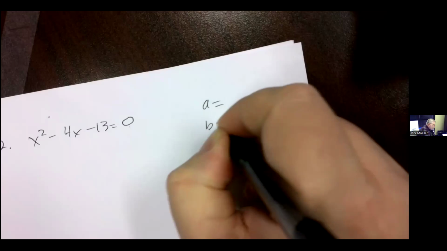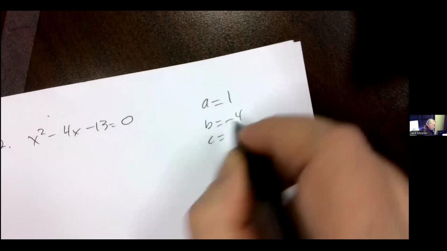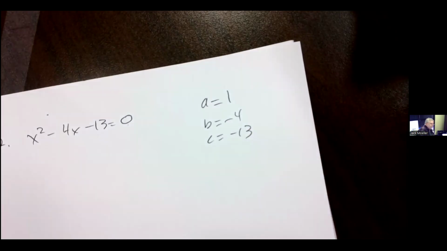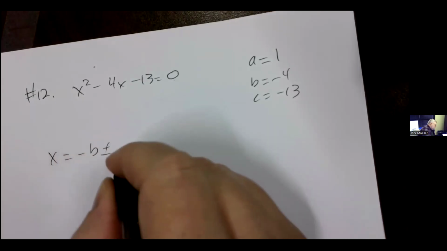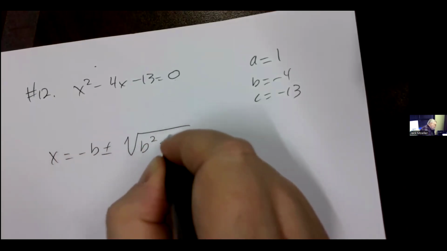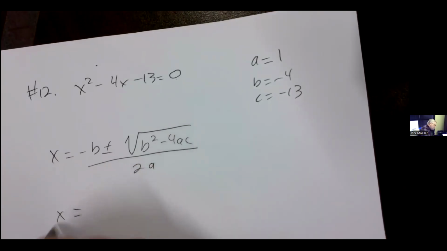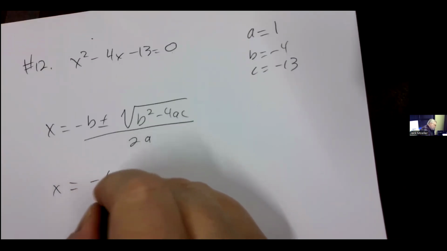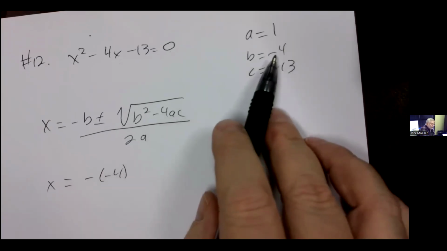It's already equal to 0, so get your A, your B, and your C. So A is 1, B is -4, C is -13. Now we're going to plug that into our quadratic formula and see what happens. So we've got -B, and again, we have a double negative. I'm kind of randomly picking examples here, so it's not always going to be a positive number up front. It's just that each time so far we've had a -B.